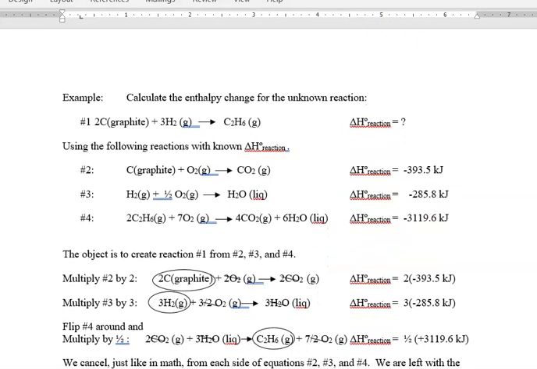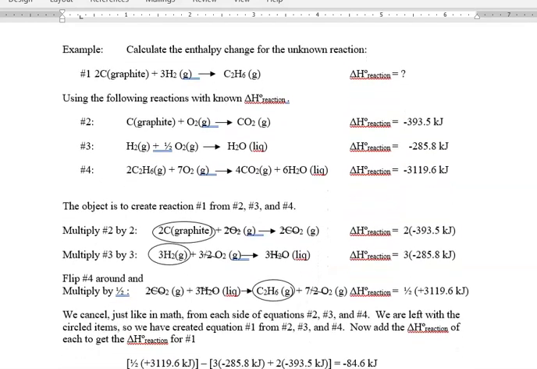Now we're really getting into Hess's law here. Calculate the enthalpy change for the unknown reaction. So you have two carbon atoms, that's graphite in its most stable form, and three hydrogen gas molecules, that's in gaseous form, to produce 1 mole of C2H6, and that is a balanced equation, and that's also in gaseous form. Well, let's say we don't know that, but we do know the following enthalpies of formation.